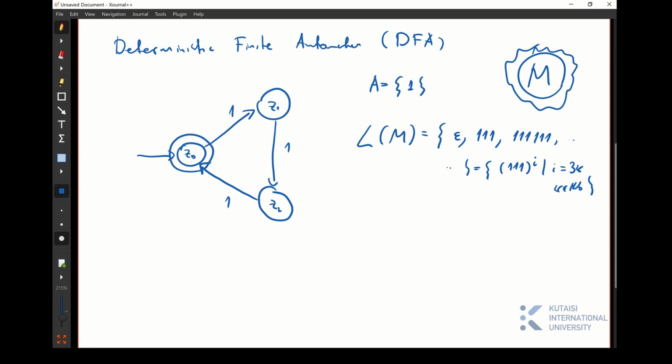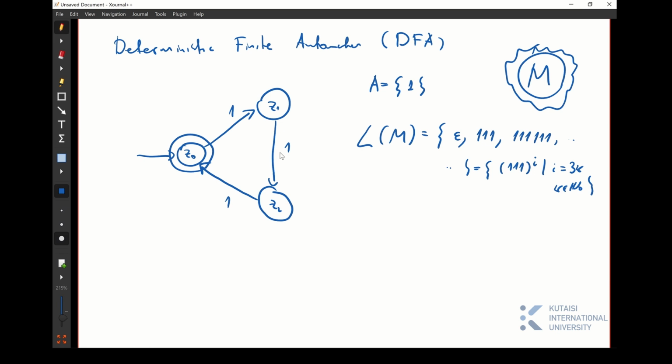So this is just a different way to write this. 1^i is a concatenation power. So you understand the notation here, right? When i is 1, you get 111. When i is 2, you get 111111. When i equals 3, you have 9 ones. So the language that this machine accepts will consist of multiples of 3 ones, and nothing else.